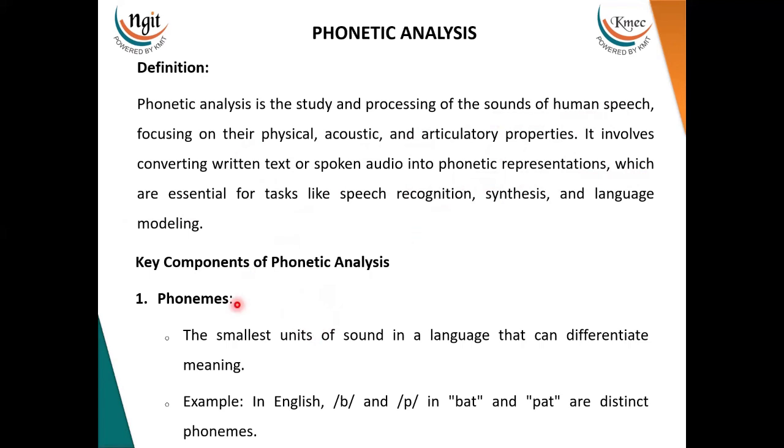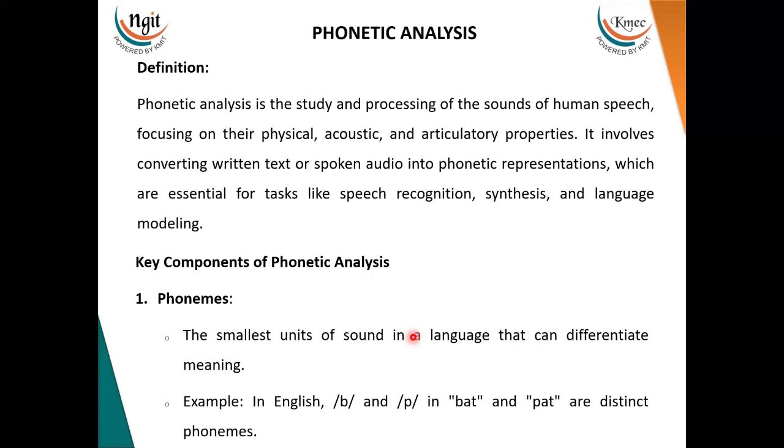The first one we call phonemes. A phoneme is the smallest unit of sound in a language that can differentiate meaning. Examples in English are the alphabets B and P in bat and pat, which are distinct phonemes. Consider the initial sound in pat versus bat. You can observe that phoneme.